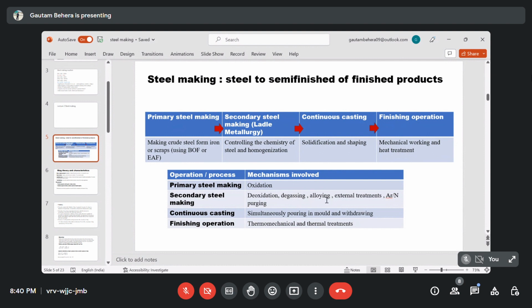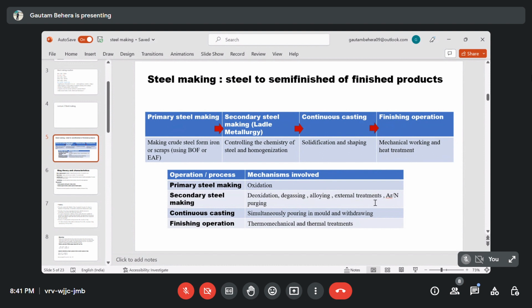And alloying, if you want any alloy steel, you can add different alloying elements in the form of ferroalloys. Basically, alloying elements are added in the form of ferroalloys, you have to remember, not in an individual form. That means it is an alloy of iron and other alloying elements, right? And external treatments, if you want further dephosphorization, further desiliconization, or further decarburization, you can do that. Those processes can be done also.